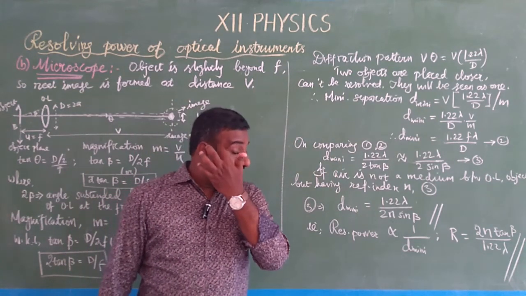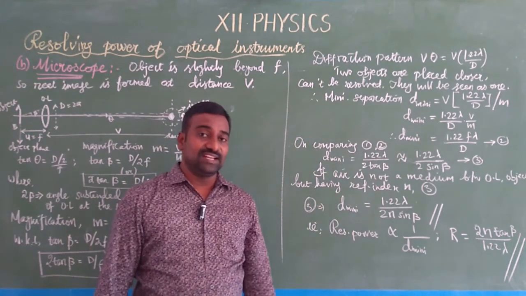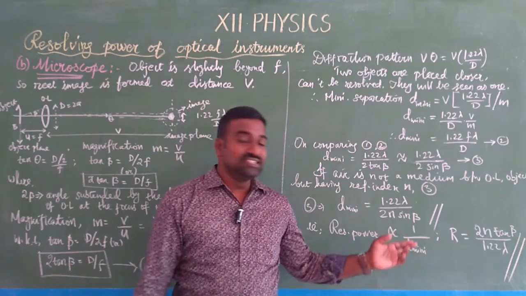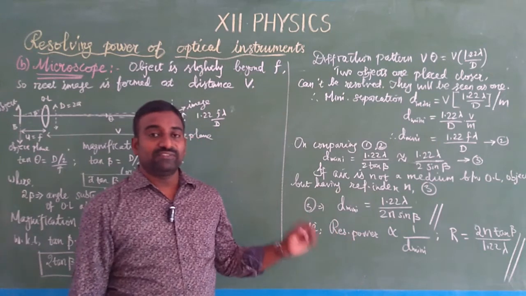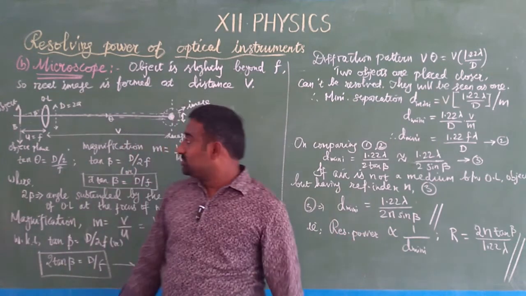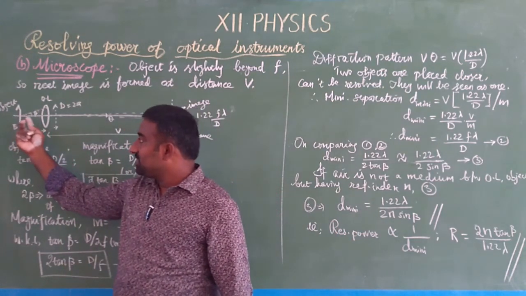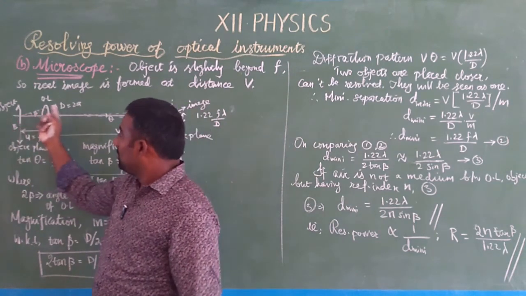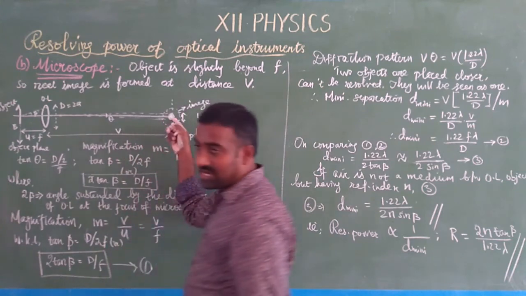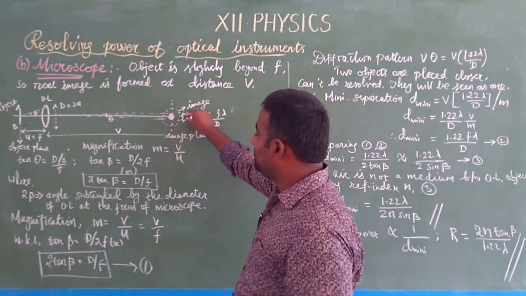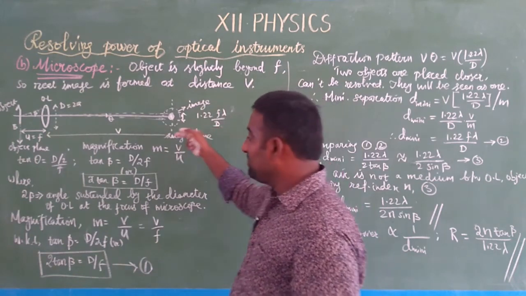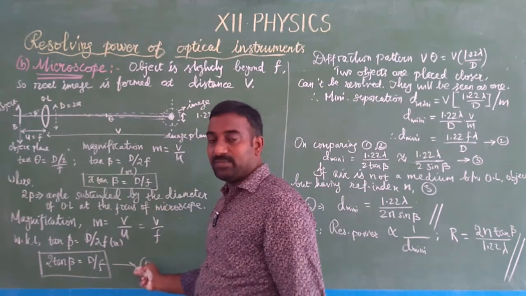In the previous topic we discussed the resolving power of a telescope. In that, the objective lens should be taken with a large diameter. In this case, we obtain the resolving power of a microscope. Let me repeat: in a microscope, the object is placed beyond the focal length, so the final image is a bright spot, whose radius is 1.22 f lambda by d. Using magnification, we have determined a value.